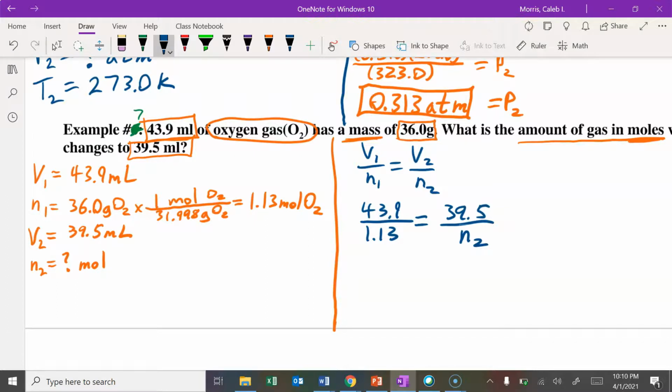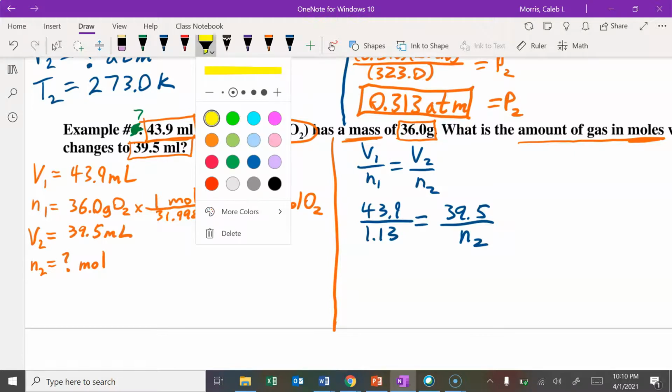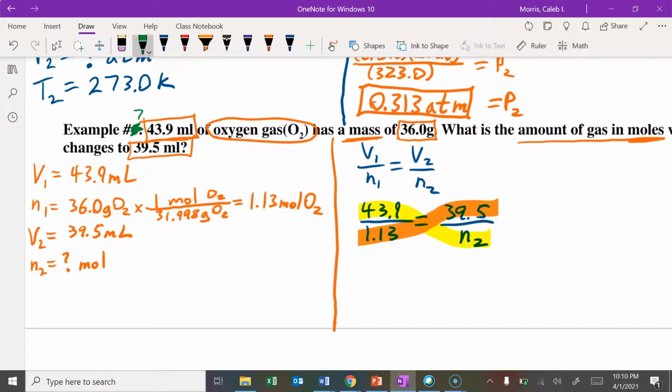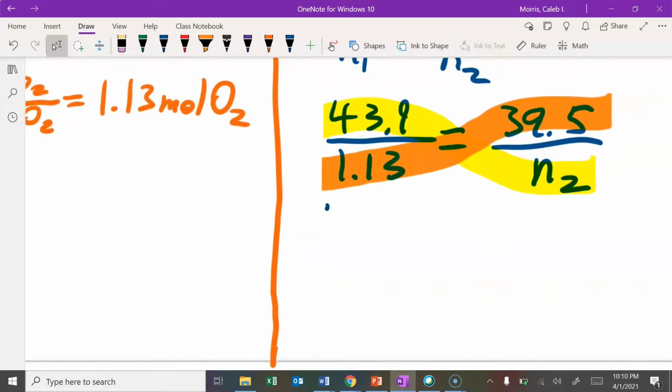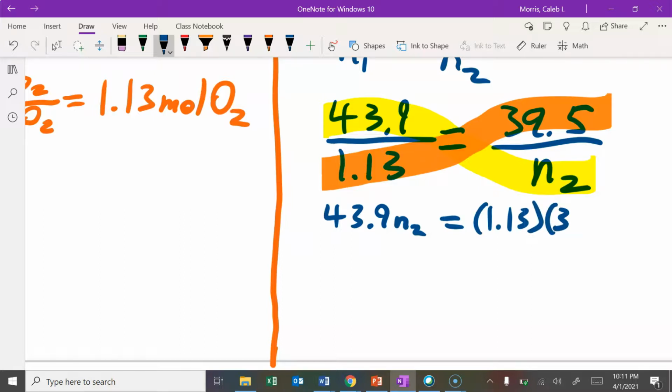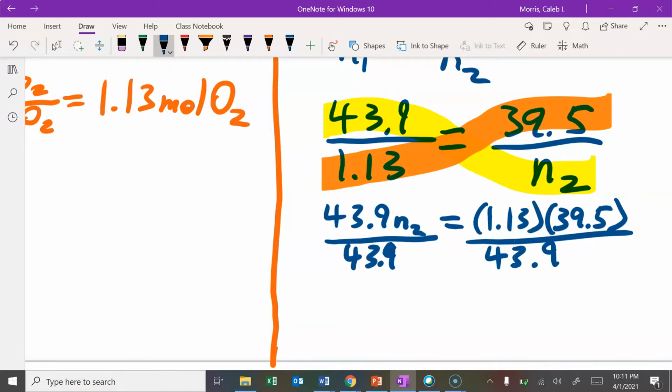To solve for this, we probably want to cross multiply. So I end up with 43.9 n2 equals 1.13 times 39.5. To get n2 by itself, I need to divide by 43.9 on both sides. For n2, I end up with 1.02 moles.